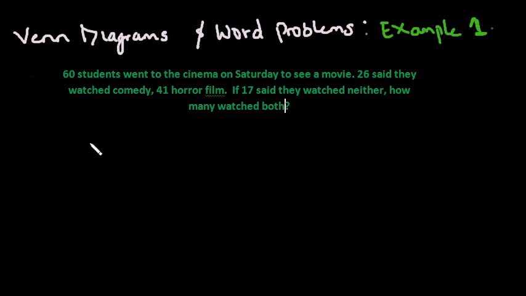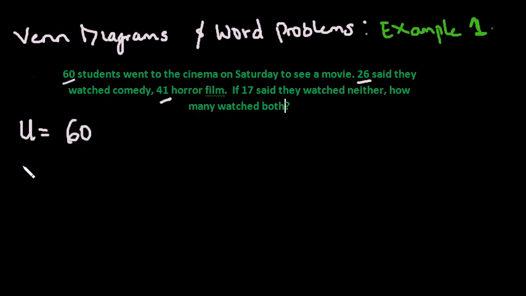So now in this example, we have 60 students went to the cinema on Saturday to see a movie. 26 said they watched a comedy, 41 horror movie, then 17 said they watched neither a comedy or horror film. So how many watched both? So now what we need to do is to list out every information that we have been given. Now 60 students, that will be our universal set. Our universal set is 60.